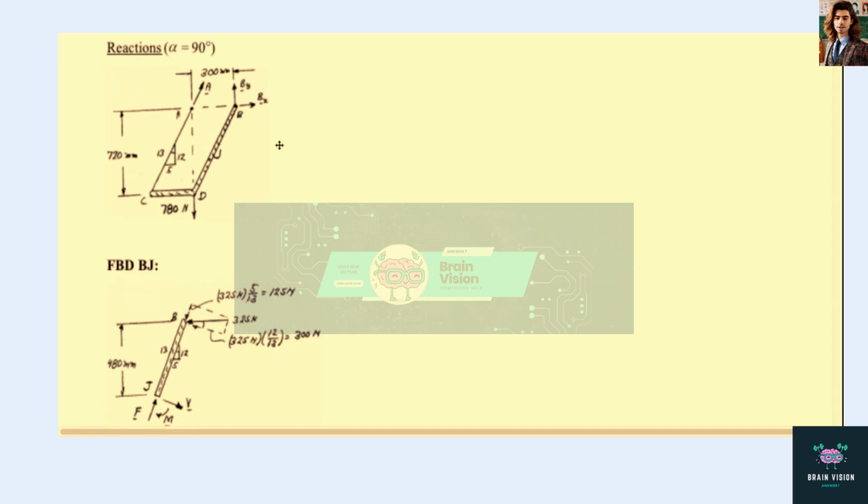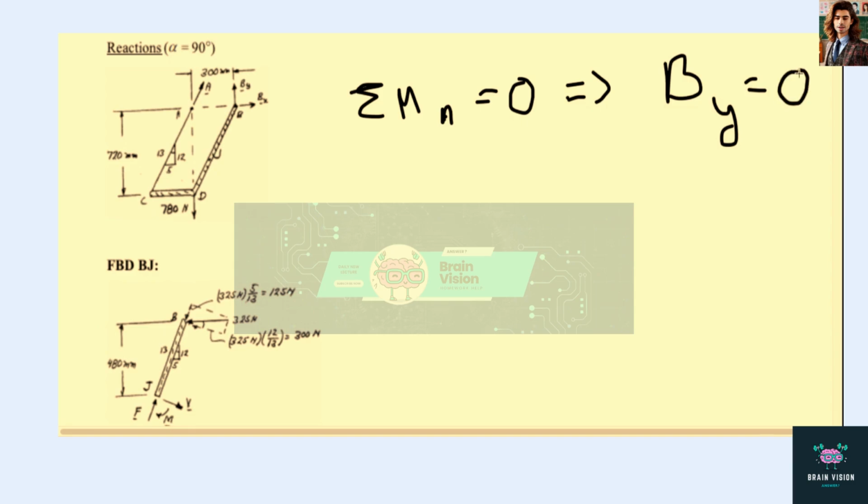Based on just this diagram, we can take the moments about point A, and we can say that the moment about point A is 0. Because of that, By must be 0, since there is a moment about A, Y acting in the same direction, so that means that's 0.